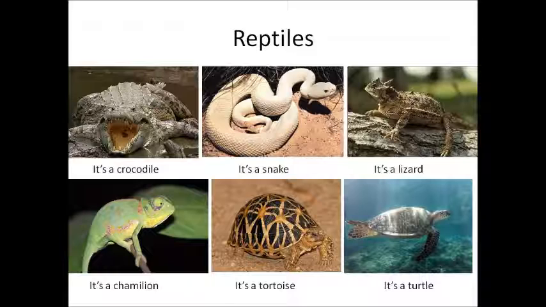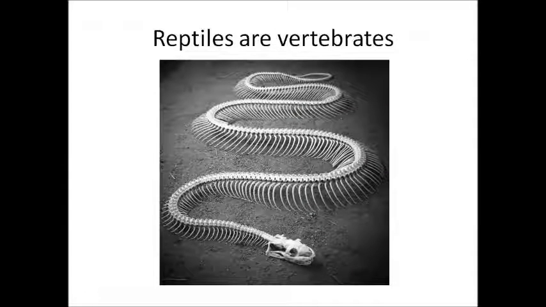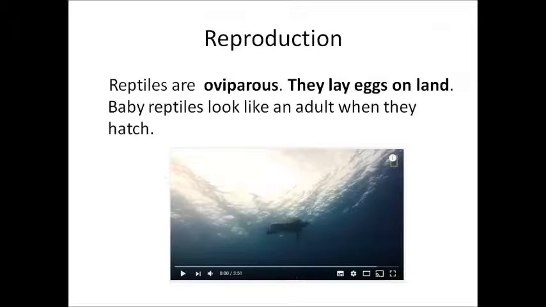It's a lizard. It's a chameleon. It's a tortoise. It's a turtle. Reptiles are vertebrates. Reproduction. Reptiles are oviparous. They lay eggs on land. Baby reptiles look like an adult when they hatch.